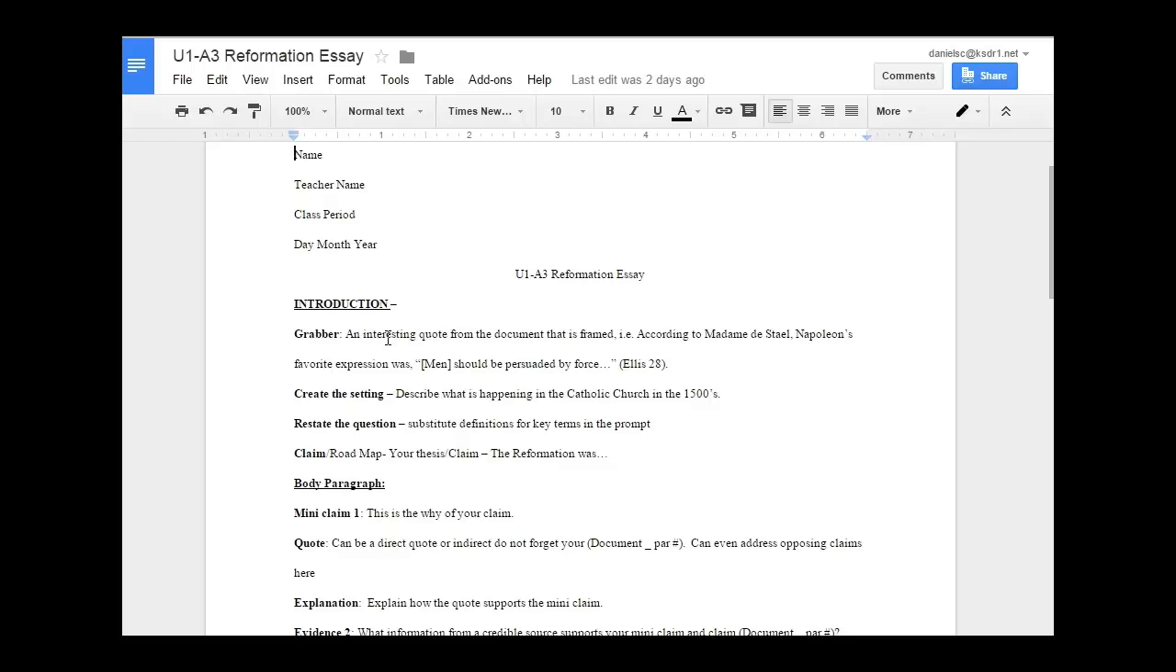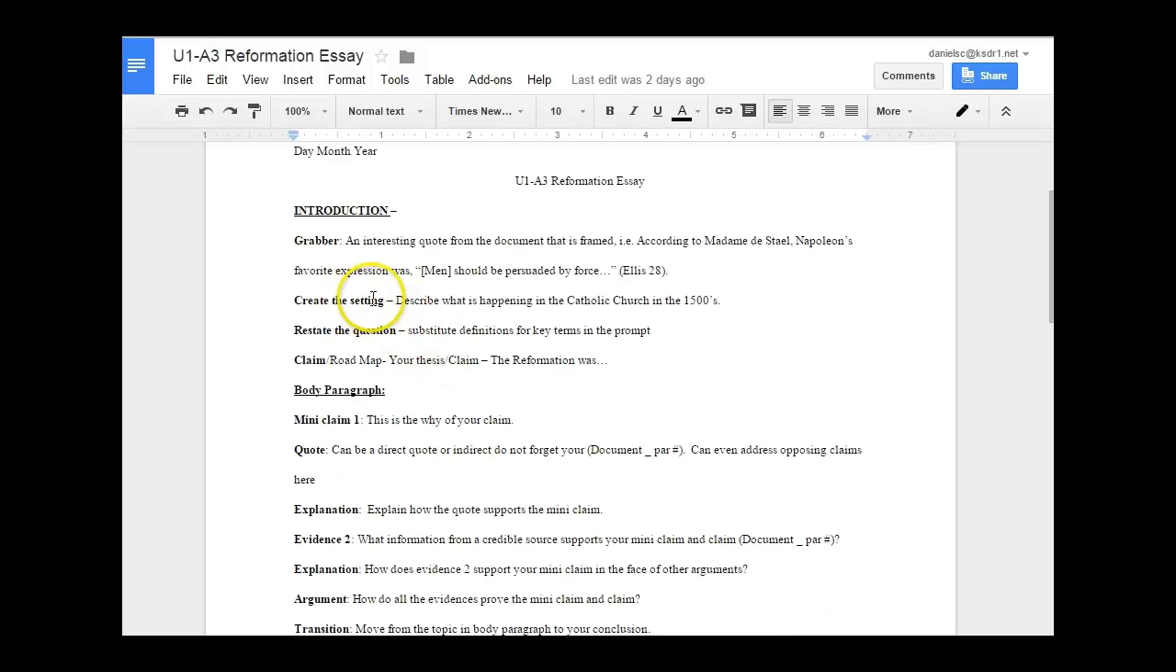Bottom line is Luther's changing the rules in the meeting. What he's saying is that, in fact, Scripture is the thing that brings people to God, not the church, not the Pope, and people who have been misleading some of those followers of Christ. So that could be a pretty powerful grabber. Then you're going to want to create the setting, describe what is happening in the Catholic Church.